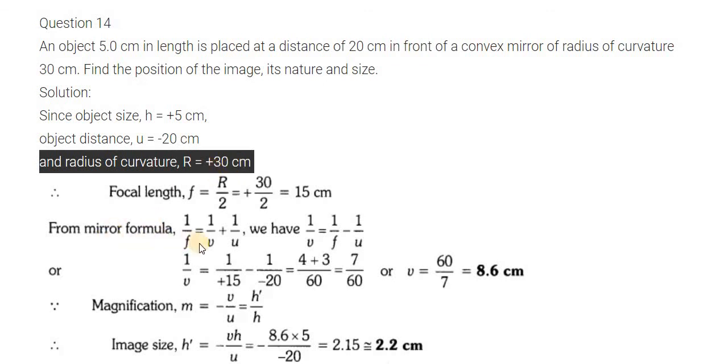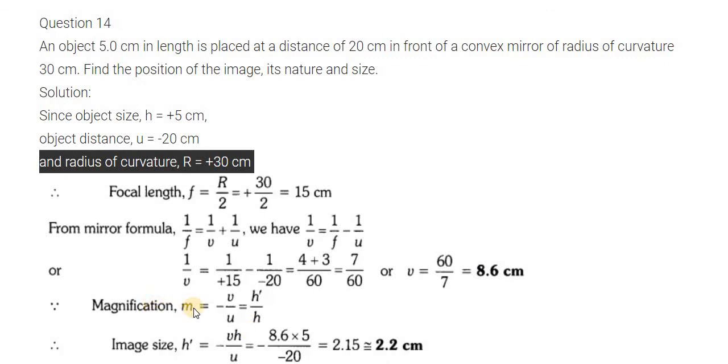So as we have the mirror formula, 1 by f is equal to 1 by v plus 1 by u. And here we have to find out 1 by v. So 1 by v is equal to 1 by f minus 1 by u. Let's keep the values. 1 by f means 1 by 15 minus 1 by minus 20 is equal to 4 plus 3 divided by 60. So 7 divided by 60. So we get the v value, it's 60 divided by 7, meaning it is 8.6 centimeter.